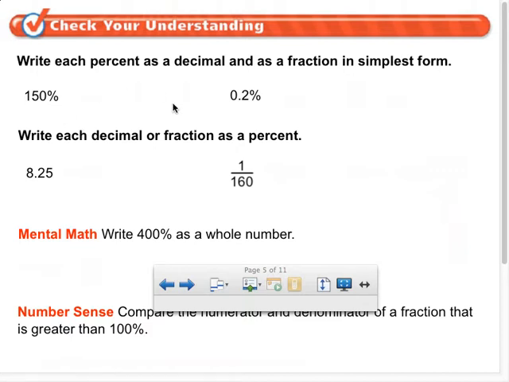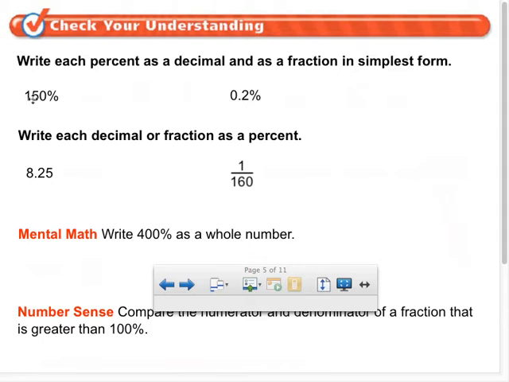Write each percent as a decimal and as a fraction. Can somebody tell me what 150% is as a decimal? Somebody I haven't heard from yet would be nice. Saki, what's 150% as a decimal? Do you remember my trick? If we're writing a percent as a decimal, which way am I moving my decimal? To the left, away from the percent sign. And so where would it be? Nice, between the 1 and 5.